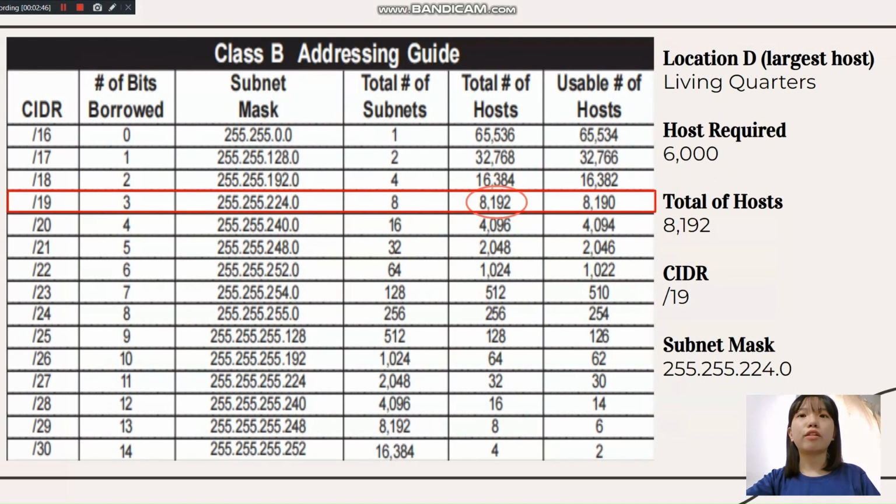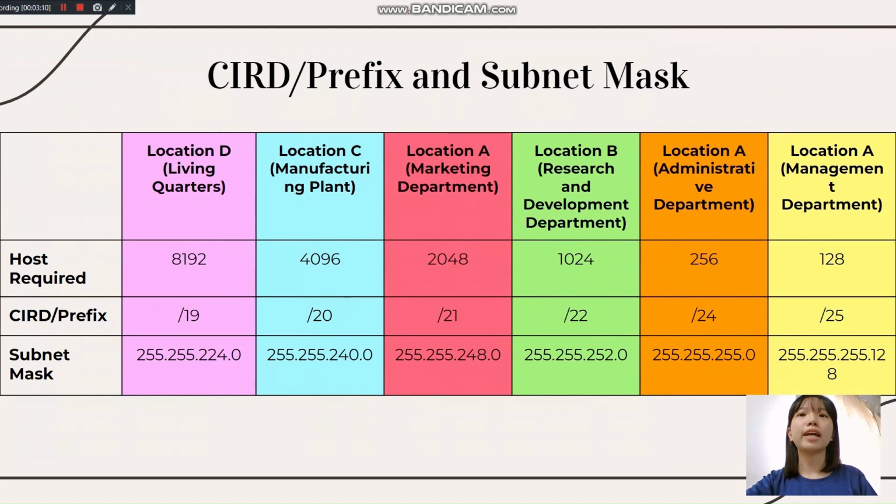To find the total of hosts that can be used, we need to use the largest host, which is location D, Living Quarters, with 6,000 hosts required. Therefore, we need to use 8,192 for the total hosts, with a /19 CIDR and 255.255.224.0 for our subnet mask. Based on the table just now, we can find the total hosts required for the other locations.